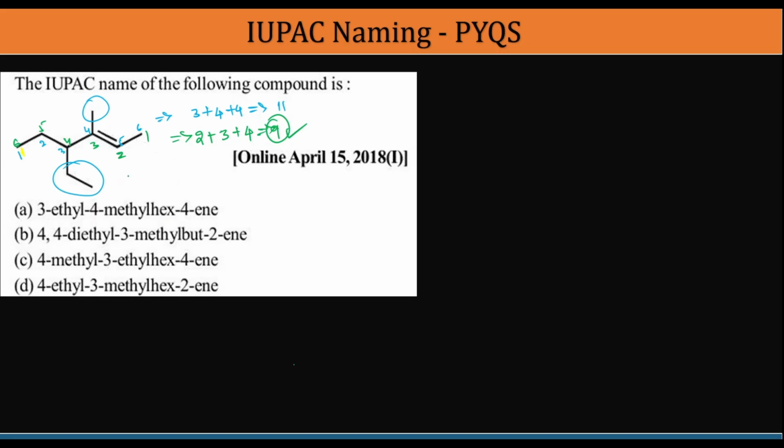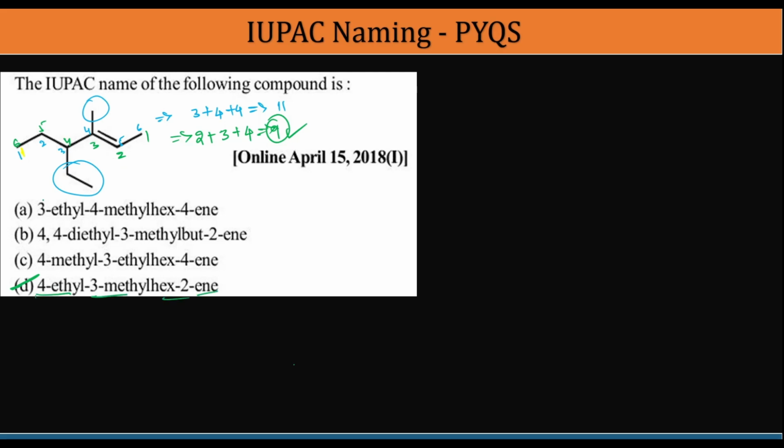So how can you write the name now? We need to write ethyl first because E comes first. So 4 ethyl and 3 methyl. There are 6 carbons, so hex-2-ene. So option D is correct. 4 methyl, 3 ethyl, hex 2 ene.